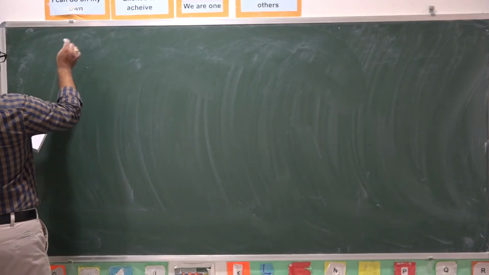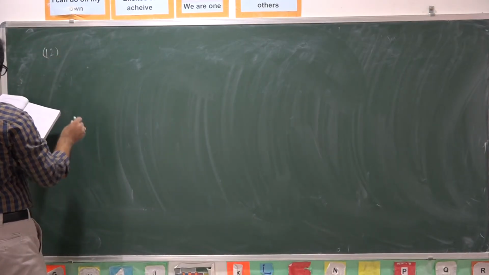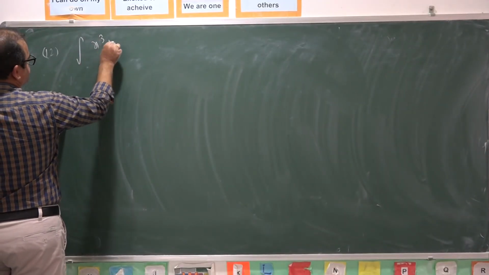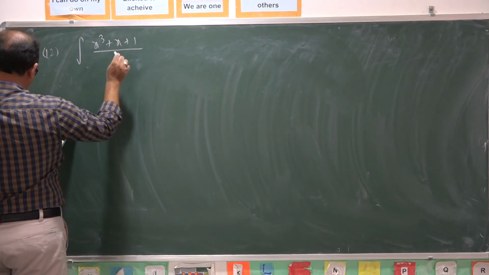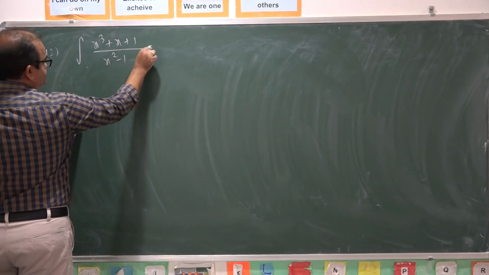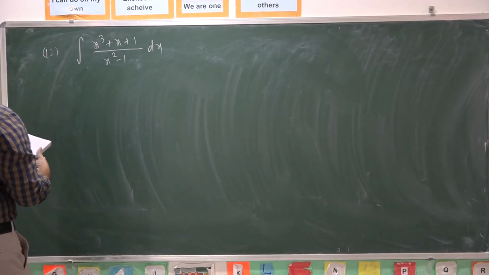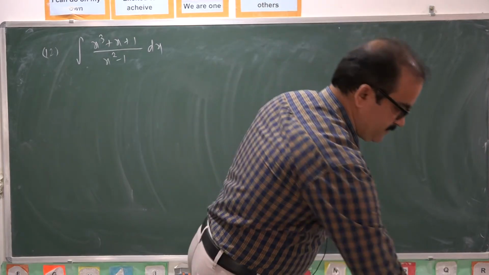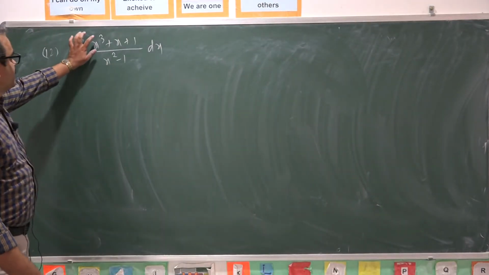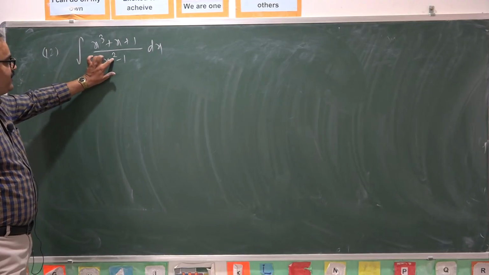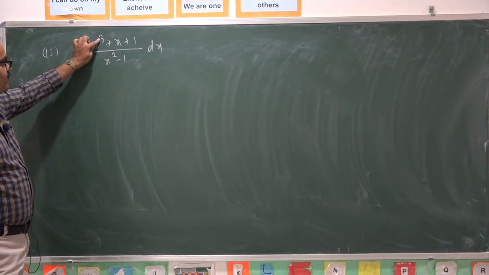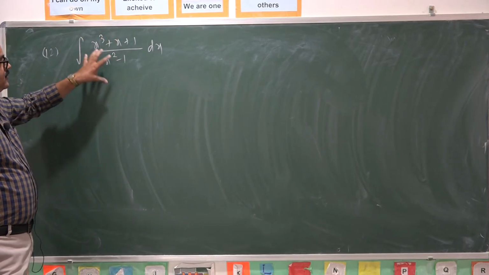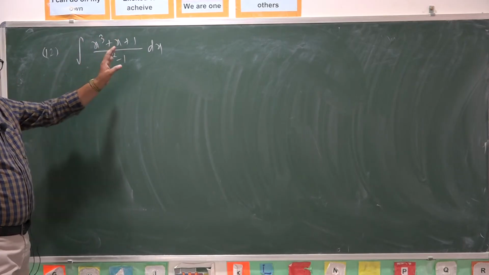The same model you do 12th problem. First we do this problem. Integral of x cube plus x plus 1 by x square minus 1 into dx. See here, what is the degree of numerator? 3. Degree of denominator 2. Here degree of numerator is greater than degree of denominator, so it is an improper fraction. By ordinary division reduce this into proper fraction.